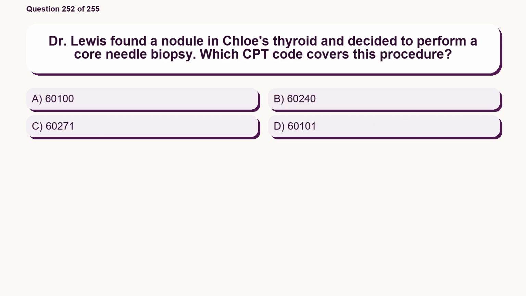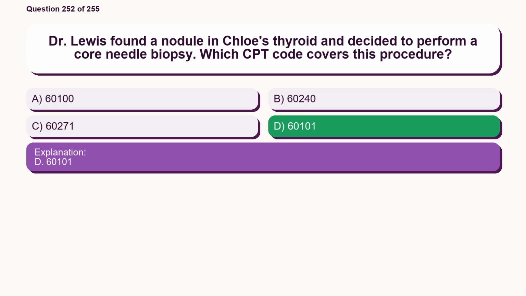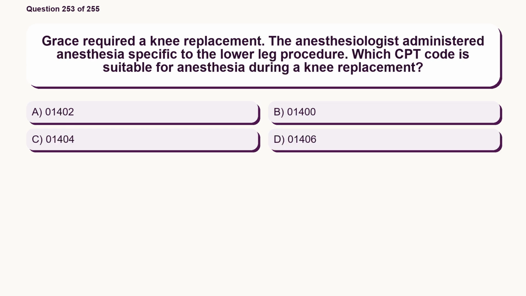Question 252. Dr. Lewis found a nodule in Chloe's thyroid and decided to perform a core needle biopsy. Which CPT code covers this procedure? Option A, 60100. Option B, 60240. Option C, 60271. Option D, 60101. The correct answer is option D, 60101. Question 253.